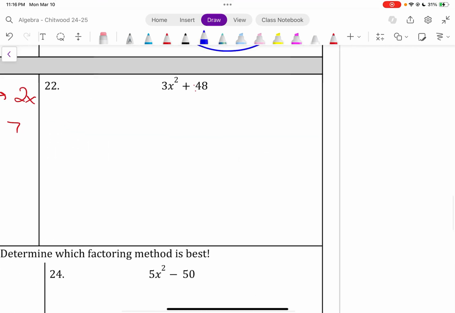So my very first step, I can see that I have a GCF here. So I'm going to take that out first. I'm going to take out 3. Then on the inside, I will have x squared plus 16.